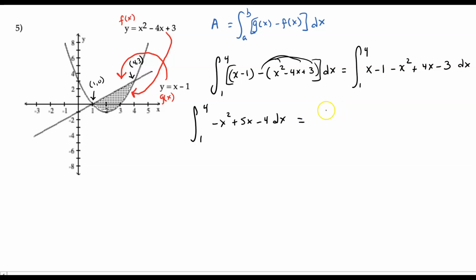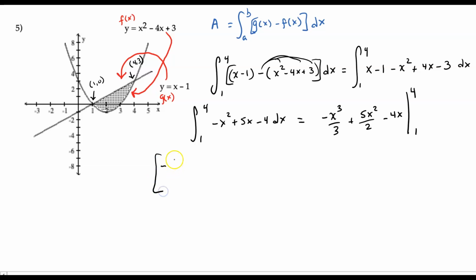So now I'm ready to take the antiderivative. So I end up with something like negative x cubed over 3 plus 5x squared over 2 minus 4x, and then evaluated from 1 to 4. And so this is pretty nice, nothing really to clean up. We're ready to plug in. So let's see what this looks like.